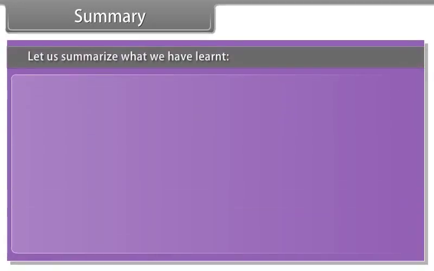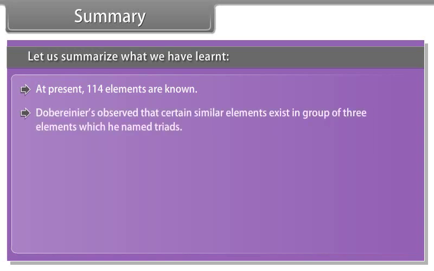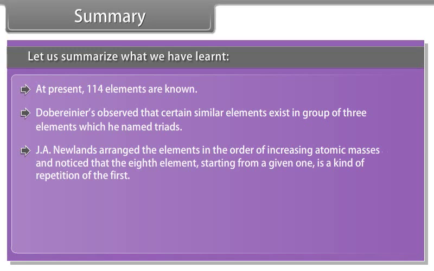Summary. Let us summarize what we have learnt. At present, 114 elements are known. Doebereiner observed that certain similar elements exist in groups of 3 elements, which he named triads. J. A. Newlands arranged the elements in the order of increasing atomic masses and noticed that the 8th element starting from a given one is a kind of repetition of the first.